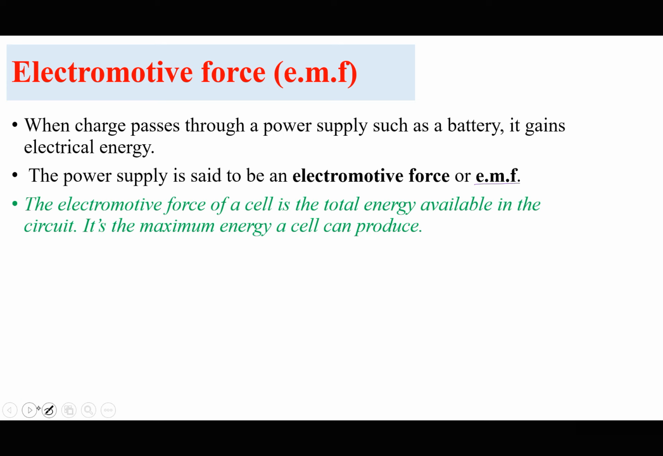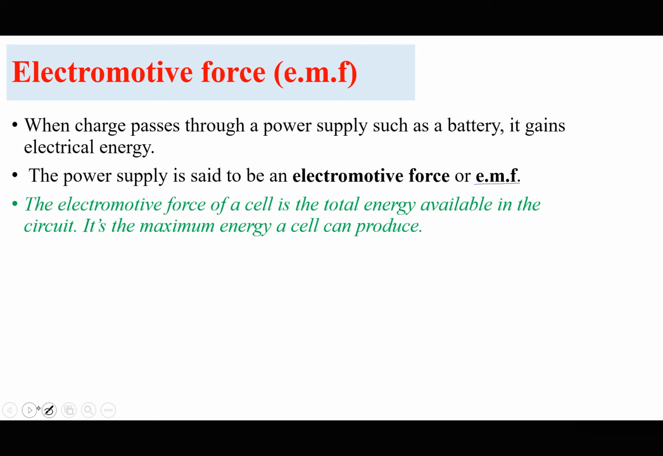The electromotive force is actually the total energy available in the circuit. We don't expect the PD to be greater than the EMF. It is the maximum we can have in the circuit, because if the power supply is the cell, we don't expect the total energy within the circuit to be more than what has been supplied.